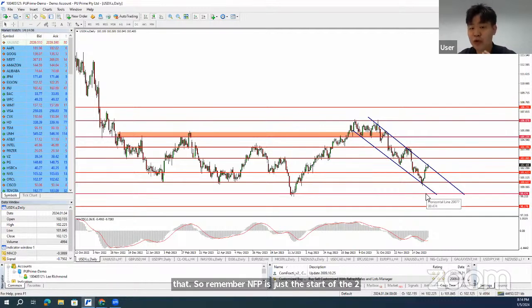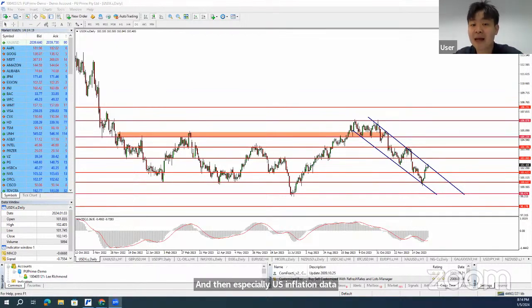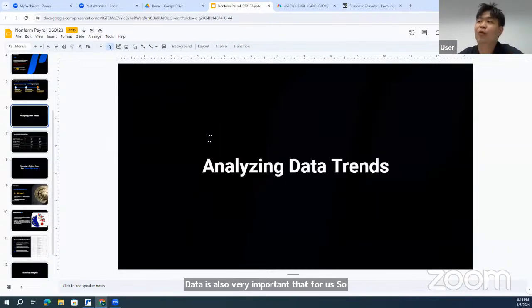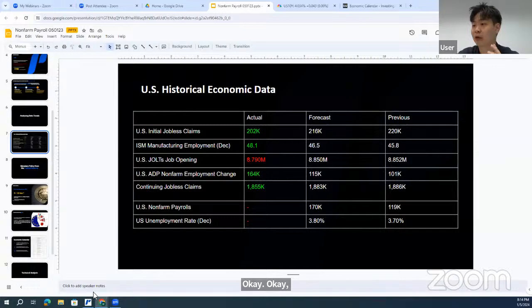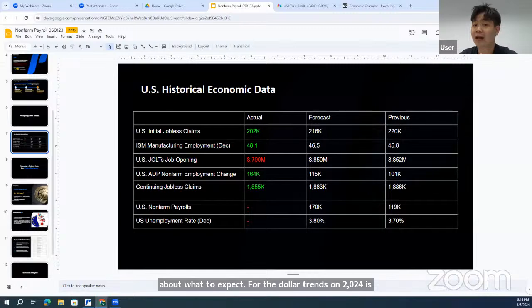After the NFP, you need to focus on other things like more US economic data, like US GDP data, US manufacturing data, and especially US inflation data, which is the CPI data. It's also very important for us to focus on it. Before this data release, NFP is considered one of the first crucial data in 2024. So I hope I give you a brief understanding of what to expect for the dollar trends in 2024. It's not solely about NFP. You need to link NFP to more and more things in 2024.